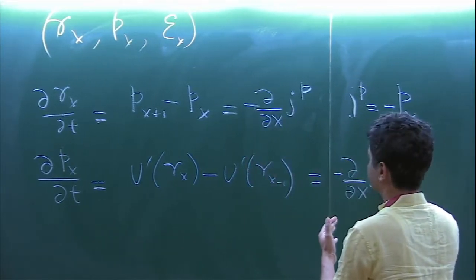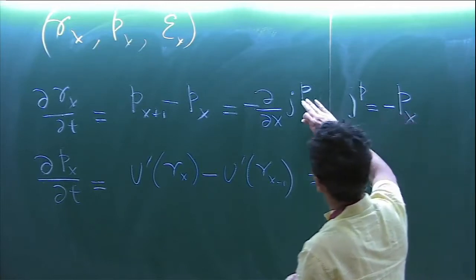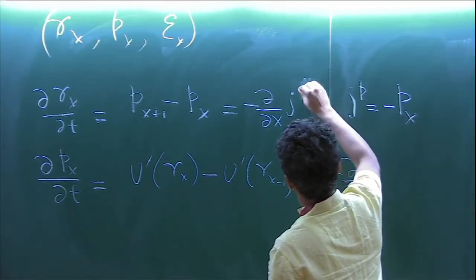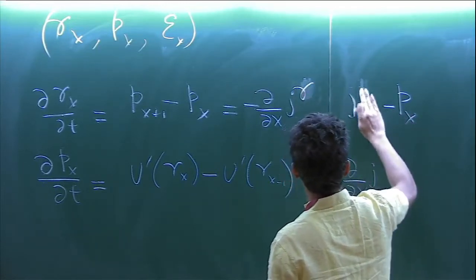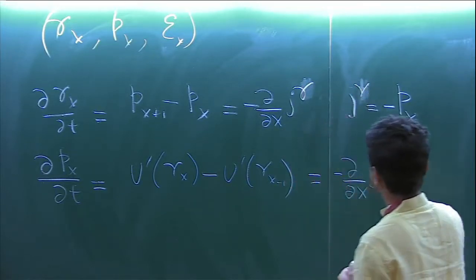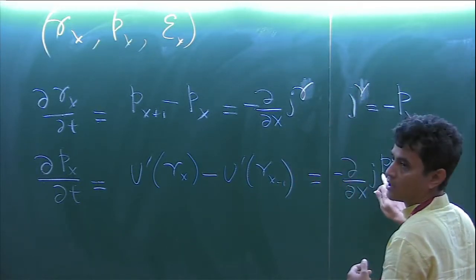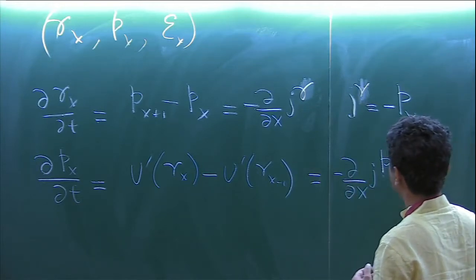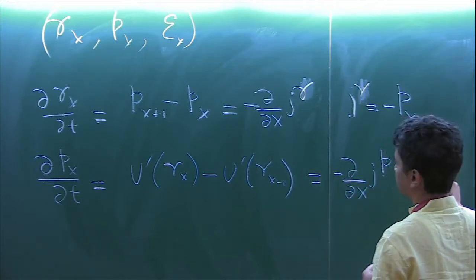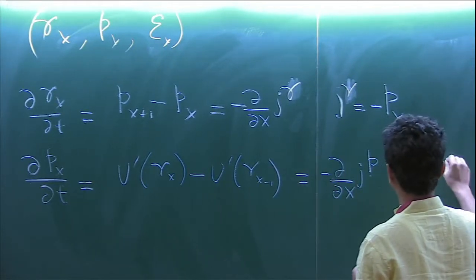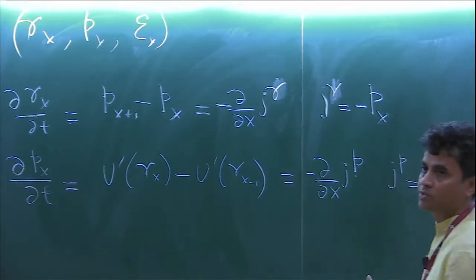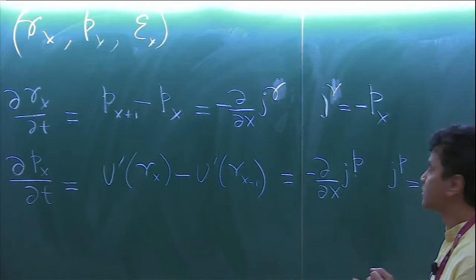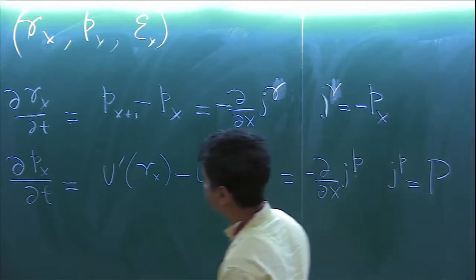So I can write this as the current corresponding to volume, and then this is the current corresponding to momentum, small p. And this current is basically the pressure. Pressure is just the force between particles. So this is the pressure in the system.